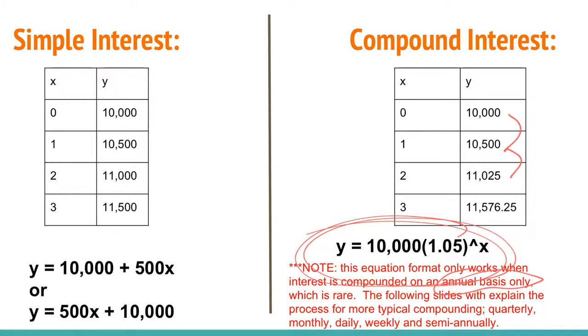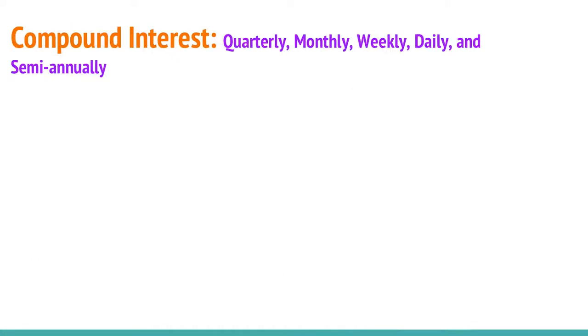Well, I'm here to explain to you that that's not typical. Typical compounding is usually quarterly, monthly, daily, weekly, and sometimes semi-annually. So let's take a look at how this has its own unique or different mathematical equation.